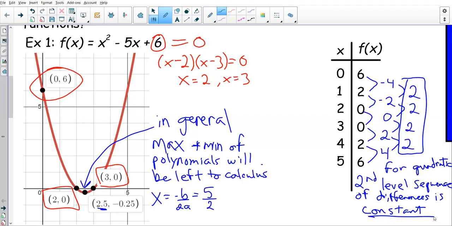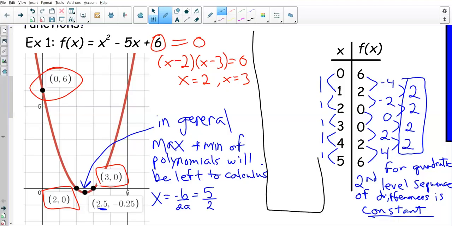Now, I should probably step back just a little bit here. The only time I can do a sequence of differences is when I'm seeing that constant change in the independent variable, in that x variable. So that's important to start with, and then I can go through and subtract those terms to find the sequence of differences.